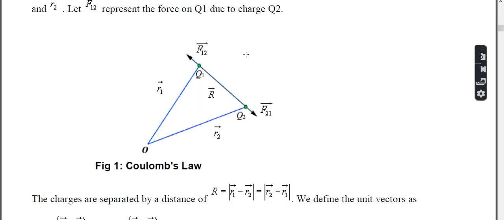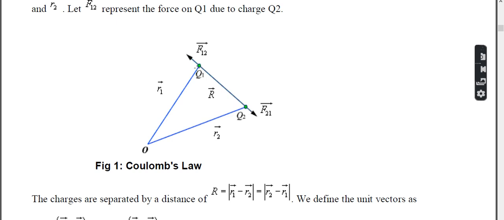In this video, we'll see Coulomb's law. What is Coulomb's law? Coulomb's law is the law of electrostatics, and it gives the relationship for the force between two charges, Q1 and Q2. Suppose we have two point charges, Q1 and Q2. What is the force acting on this due to this? You can find out the force acting on Q2 due to Q1.